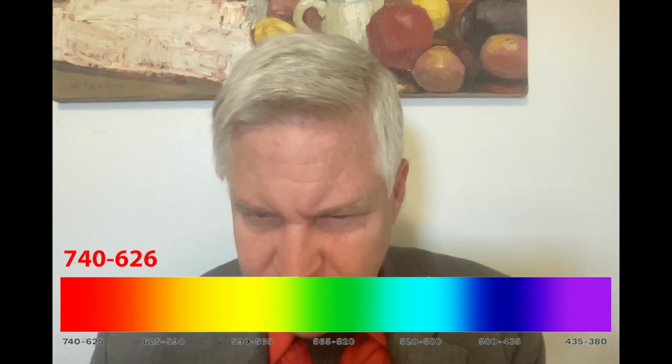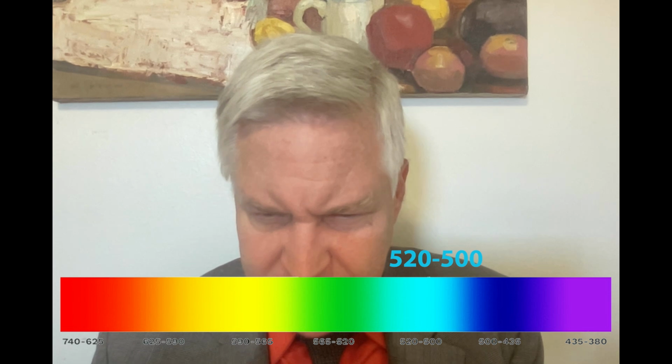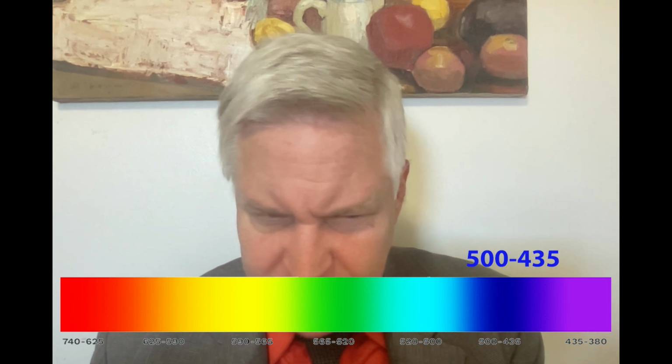Red equals 740 to 625. Orange equals 625 to 590. Yellow equals 590 to 565. Green equals 565 to 520. Cyan to blue equals 520 to 500. Dark blue to indigo equals 500 to 435. And violet equals 435 to 380.